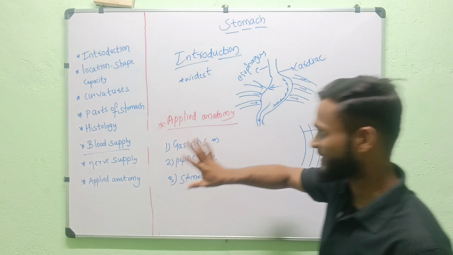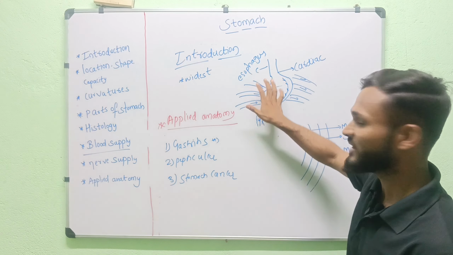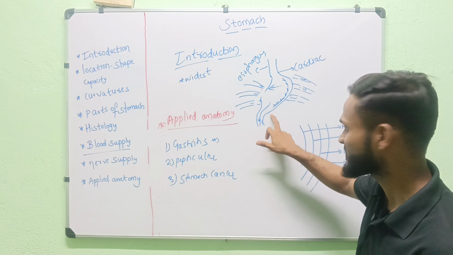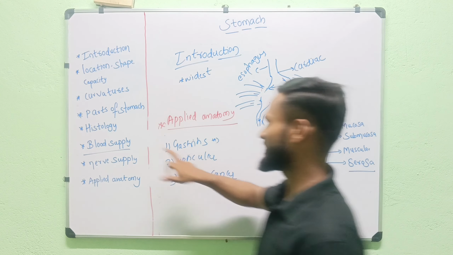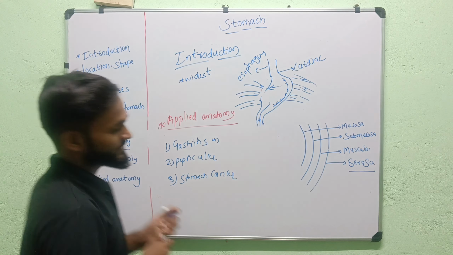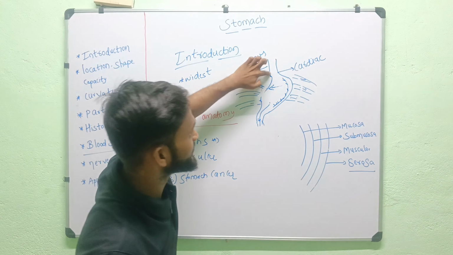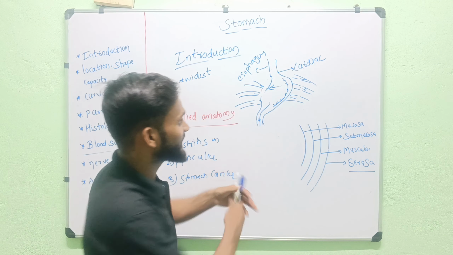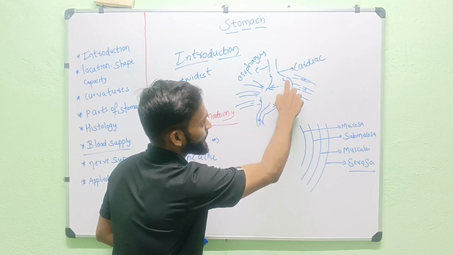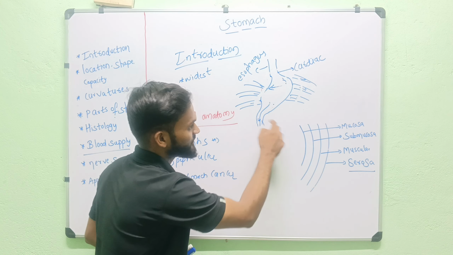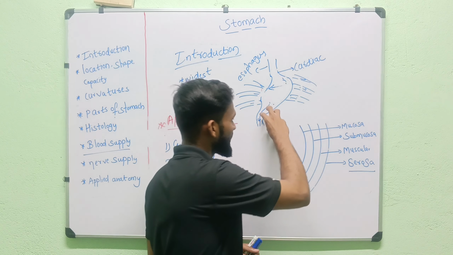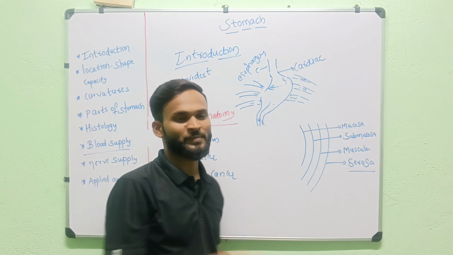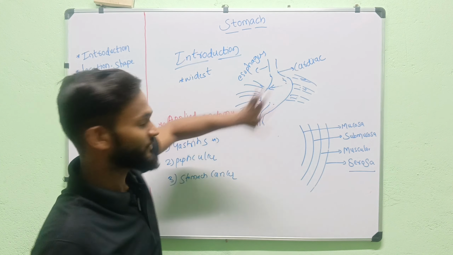Then we discussed the curvature. The stomach has mainly two curvatures. This curvature is known as the lesser curvature, and this curvature is known as the greater curvature. Then we discussed the parts of your stomach. The first part is the cardiac part, this part is the fundus, this part is the body of the stomach, and the last part is the pyloric part. The pyloric part is divided into two subparts: one is the pyloric antrum and the other is the pyloric canal.